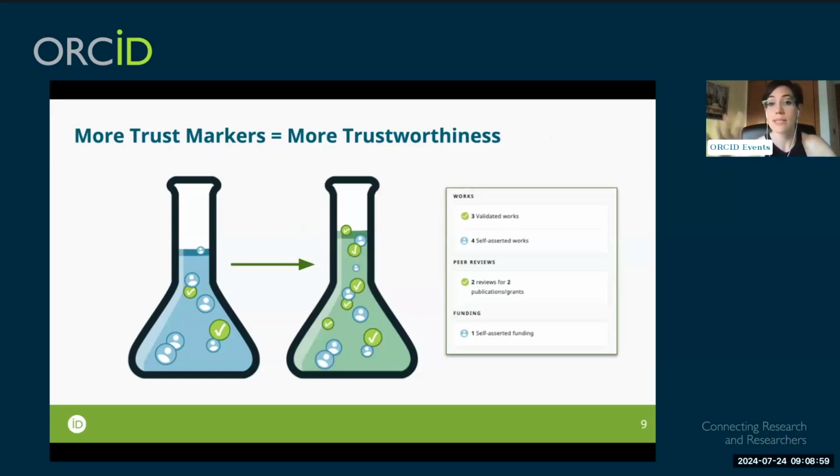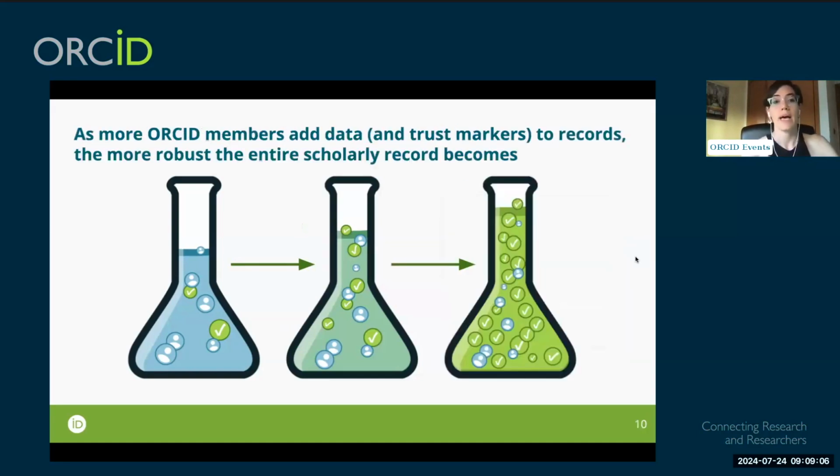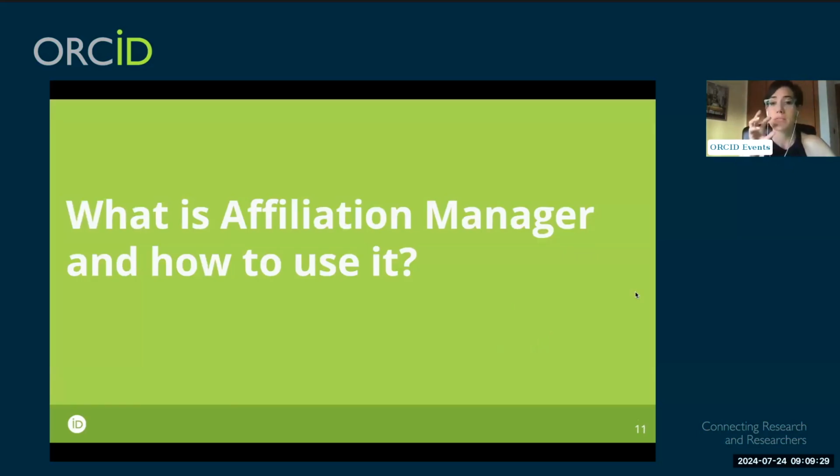And you can see all these summarized also as part of the user interface. So the idea is that as more ORCID members add data to ORCID records, the more robust that record is going to be, and then the entire scholarly record as well. And this is why we also have the Affiliation Manager, to help you add these affiliation data to ORCID records. So let's cover now specifically the Affiliation Manager and how to use it.